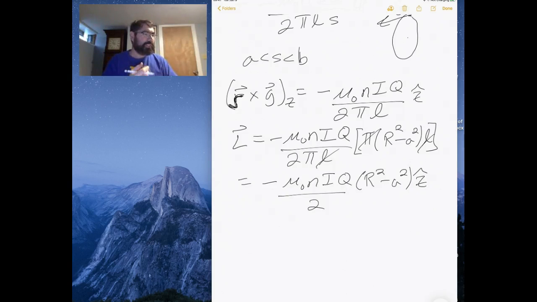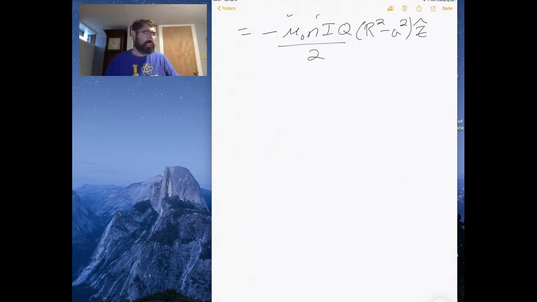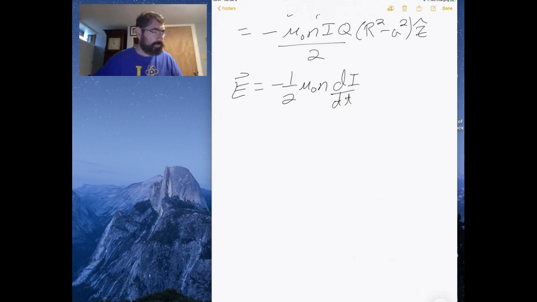Okay, but now let's consider changing the current. So let's say we turn the current off. If we turn the current off, then I should create an electric field, an induced electric field from the changing magnetic flux. And so the electric field that I get is minus 1/2 mu 0 n di dt r squared over s in the phi direction. And this is for a region that's bigger than the solenoid.